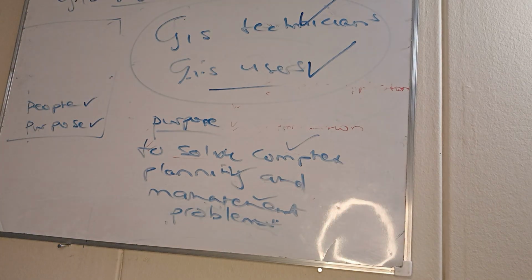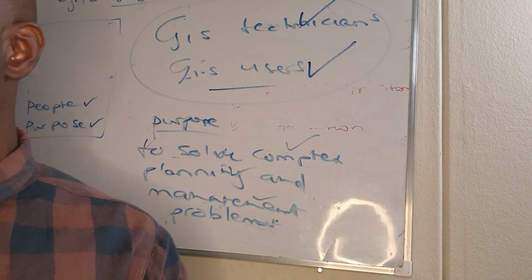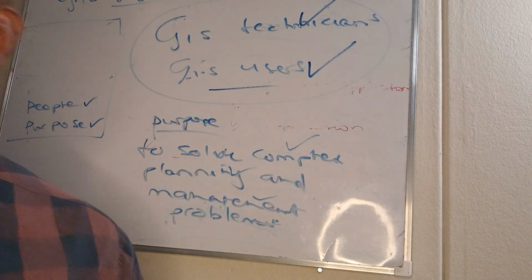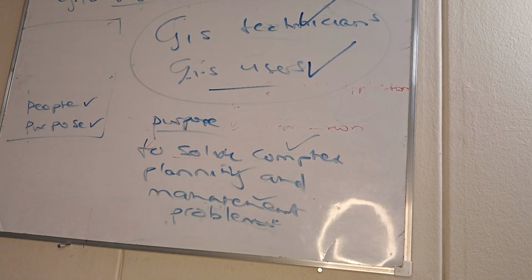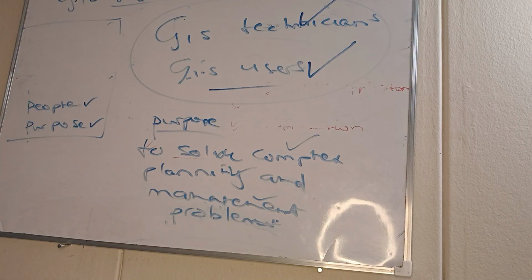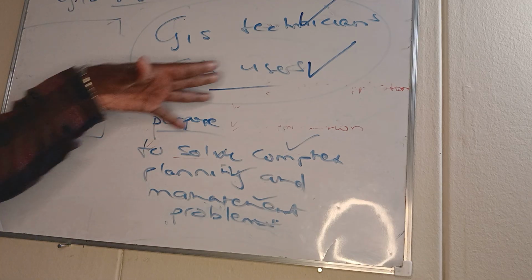Then also the people that are involved, GIS technicians. I think we have talked about the different GIS technicians, like your data capturers, your data processors, the GIS programmers, the data managers. These are part of your technicians that you have. Then we talk about GIS users, all users of spatial products, of course, that use the GIS system. Okay, that's basically what it's all about. Then lastly, the purpose, where we say that it is used to solve complex planning and management problems. So that is it in as far as GIS is concerned.